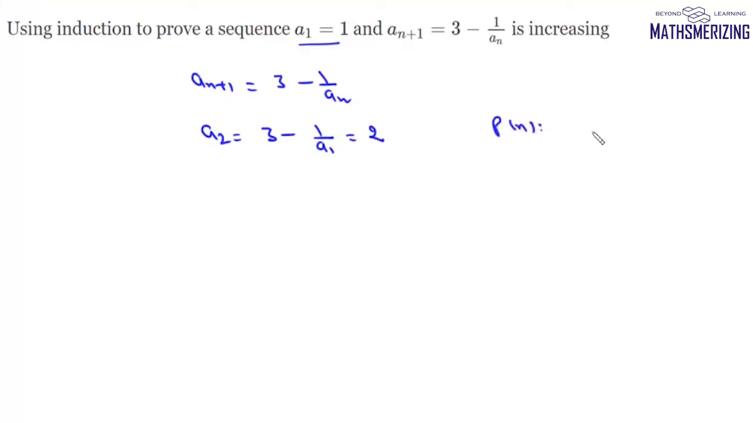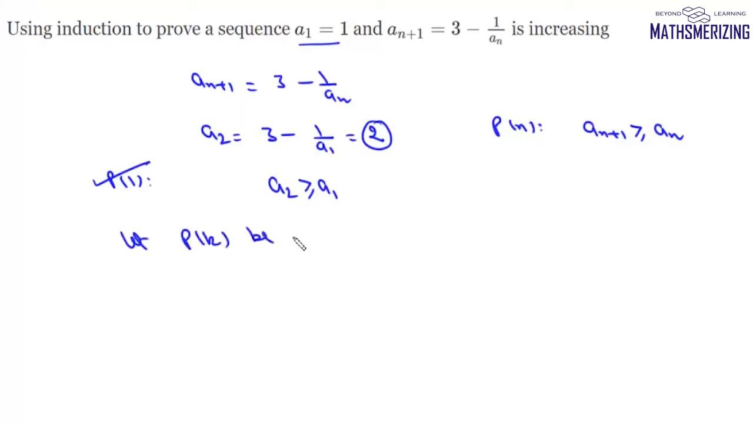the sequence is increasing. That means an plus 1 is greater than or equal to an. Now we'll prove the statement for n equals 1. If the value of n is 1, then we can write a2 is greater than or equal to a1. Now a2 is 2 and a1 is 1. So this statement 1 is correct. Now let us assume that pk is true. If pk is true, then we can write ak plus 1 will be greater than or equal to ak.